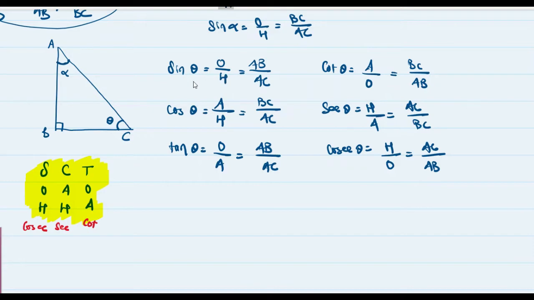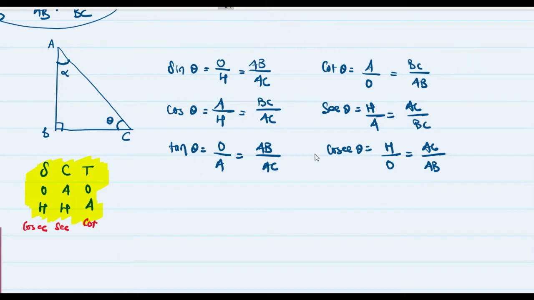What was sine theta earlier when the reference angle was something else? Sine theta was AB upon AC and sine alpha became BC upon AC. So same trigonometrical ratios, same triangle, but different reference angles. If you change your reference angle, your trigonometrical ratio will also change. That's one of the very important insights which you will find when you deal with trigonometrical ratios.